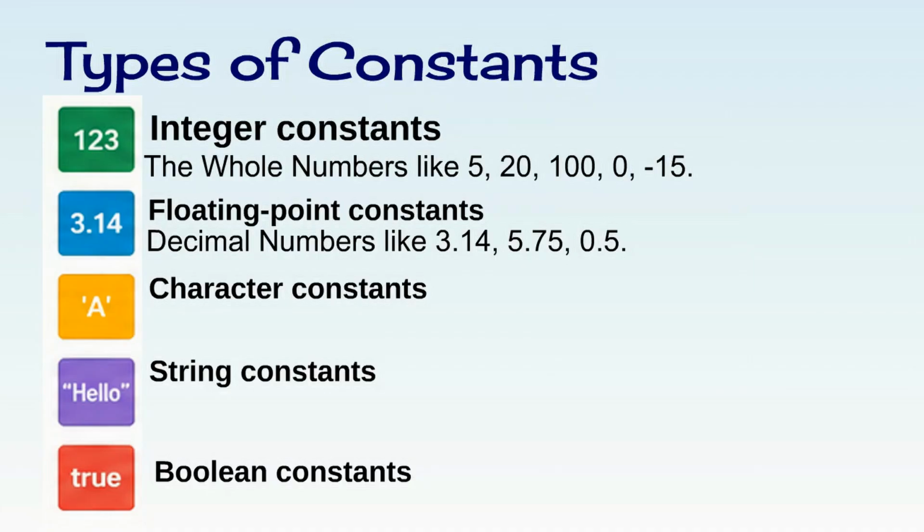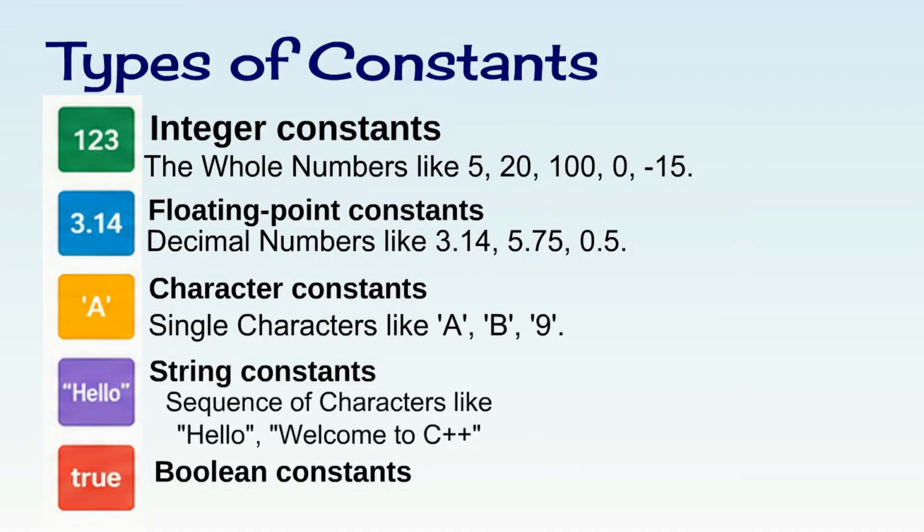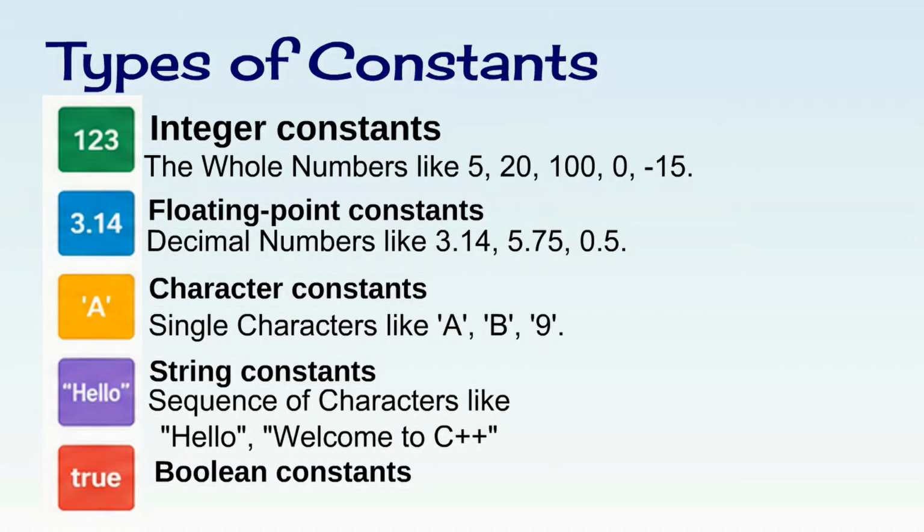Character constants. Character constants store a single character. They are written inside single quotation marks. Examples include the character A, the character B, and the character 9. Remember that a character constant stores only one character. String constants. A string constant is a sequence of characters enclosed inside double quotation marks. For example, "hello" and "welcome to C++" are string constants. We've already used string constants many times with cout. We'll study strings in detail later in this course.